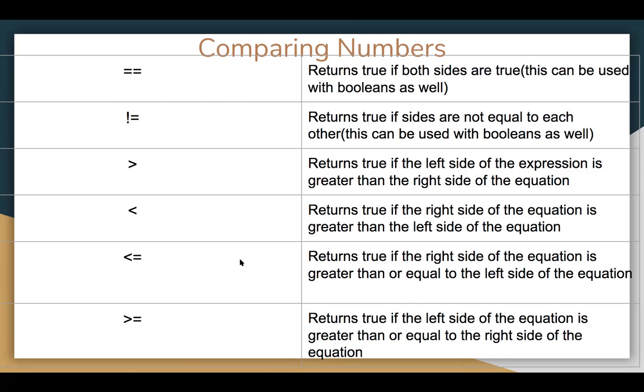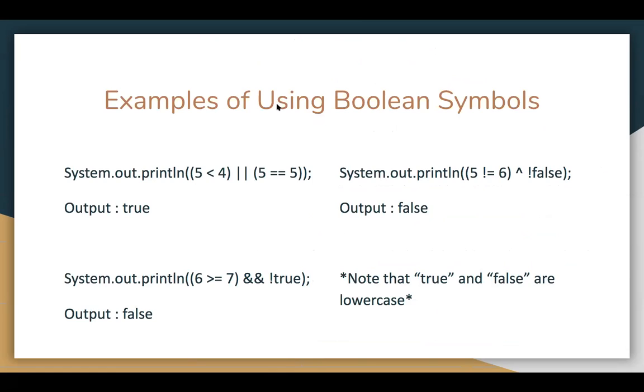Right, moving on. Okay, so examples of using the Boolean symbols. These include examples for all of the ones we saw before. For this first one over here, we have in parentheses first, 5 is less than 4, which of course it's not less than 4, so that evaluates to false. And then over here 5 equals 5, and that evaluates to true since they are equal. So we have a true here and a false here. And this symbol, if you remember, states that it has to have at least one that evaluates to true. So since we have one here, it evaluates to true.